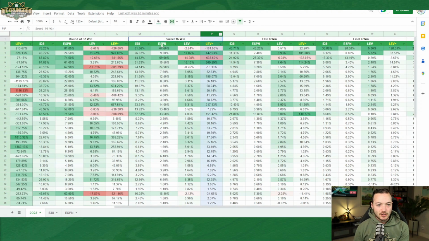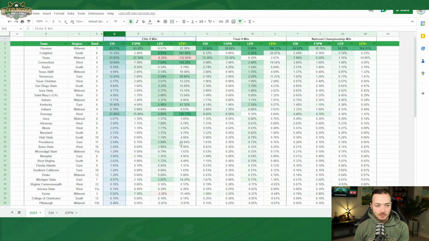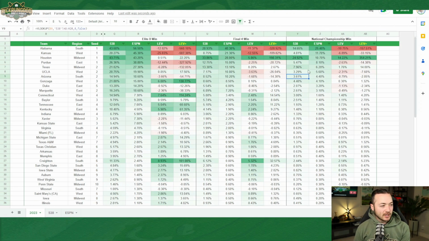So let me just get this situated so that we can kind of see everybody in one spot. Yeah, here we go. Perfect. So I have sorted the national championship column by popularity. I've sorted it by ESPN selection percentages. And we are already seeing something we have never seen in 4 years of doing this.